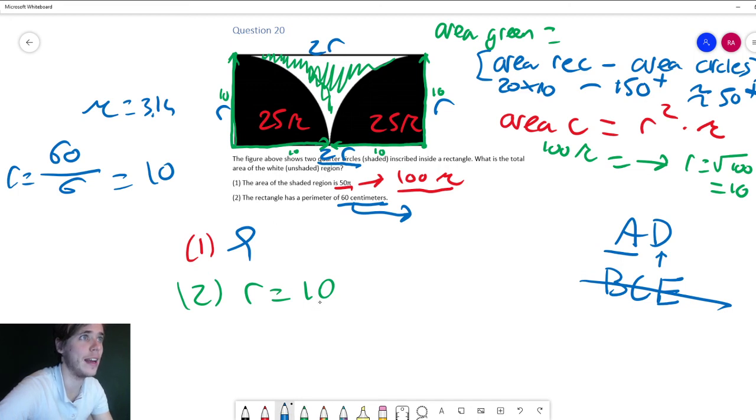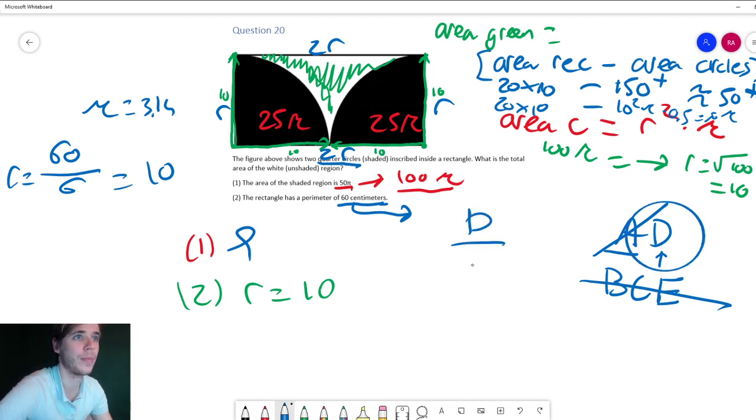And if the radius is 10, we can calculate the area. The area of the rectangle would be 20 times 10 again. And we know the radius, so we can calculate the area of the circles: 10 squared times π times a quarter times 2 quarters, so times 0.5, which is 50π again. So yes, we can find out the value. We don't have to do it because it's data sufficiency, but we can. So both statements are correct. So answer D. Both are correct.